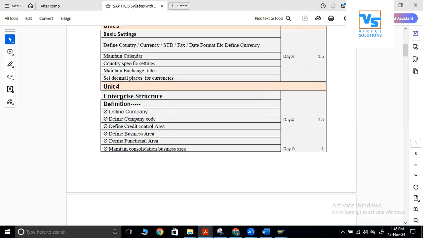And then slowly, we'll be doing practicals as well. From unit four, all the practicals will be started. Here, everything we are going to do practically. I'll be showing you in the software itself. We'll be configuring all these things practically. We will do theoretical discussions also, but everything would be done practically as well. Complete cycle.